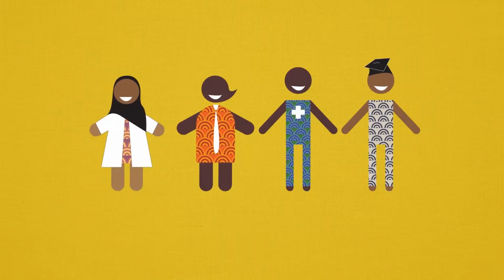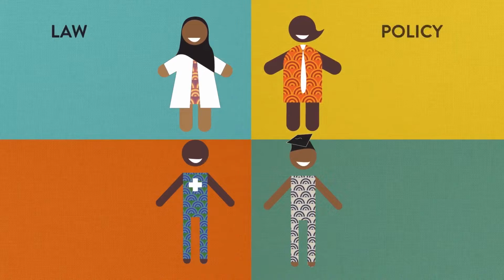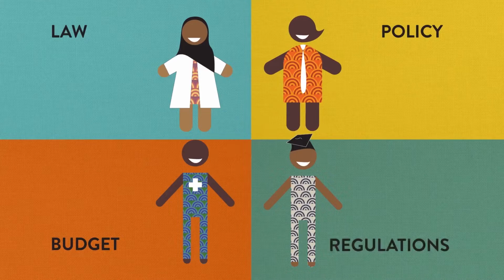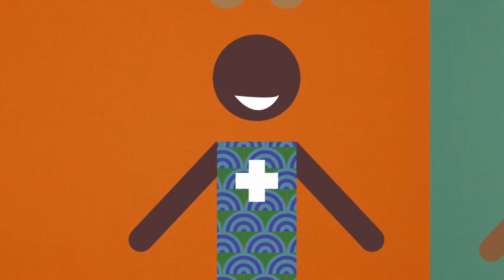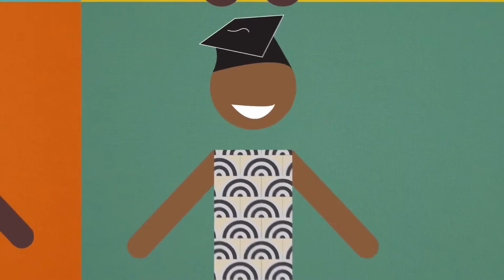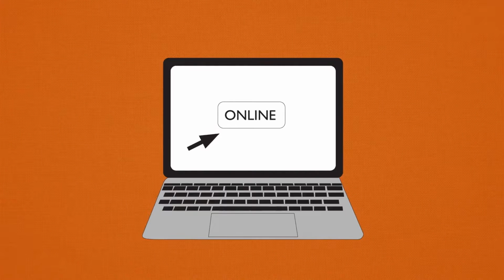This is where you might need to consult experts. Sometimes identifying the laws, policies, budgets, or regulations that govern the situation requires the specialist research of a political scientist, senior health or education professional, or a legal expert. You can also find a lot of excellent resources online.